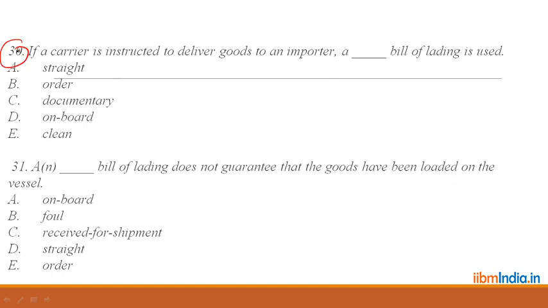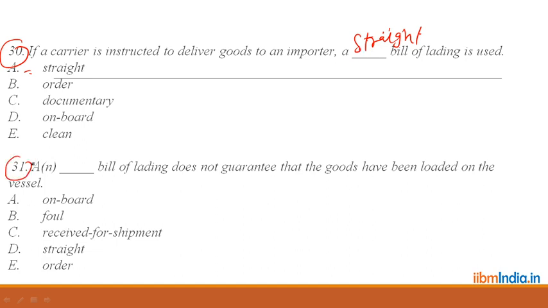Question number 30. If a carrier is instructed to deliver the goods to an importer, which bill of lading is used: state bill of lading, order bill of lading, documentary, on board or clean? Correct answer is state. Straight bill of lading is used directly.